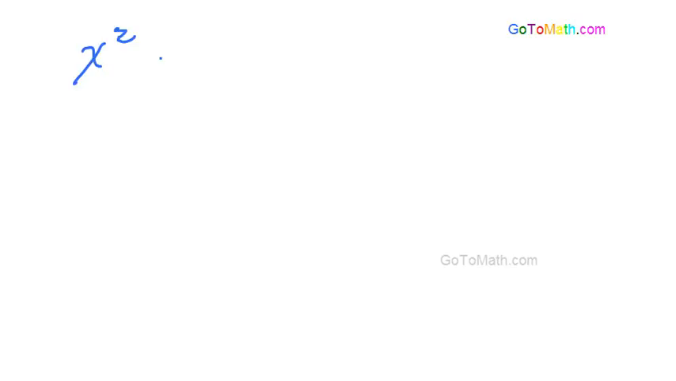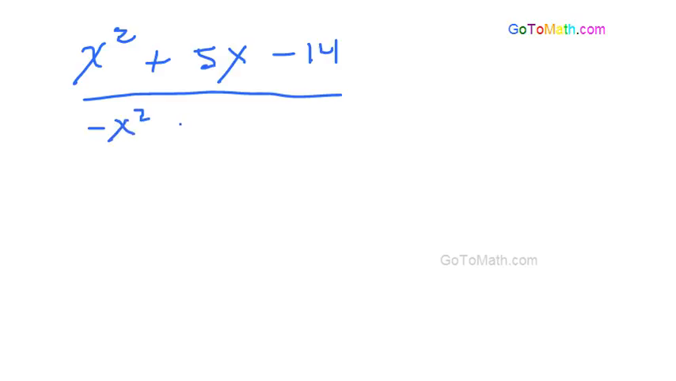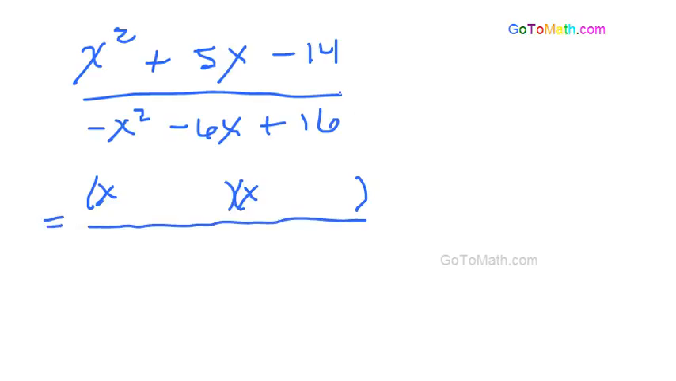x squared plus 5x minus 14, and that's all over negative x squared minus 6x plus 16. Alright, so we're probably going to end up factoring out a negative 1 out of here, but let's just go ahead and take a stab at the numerator. We're getting to the point now where we're starting to skip some of the intermediate steps.